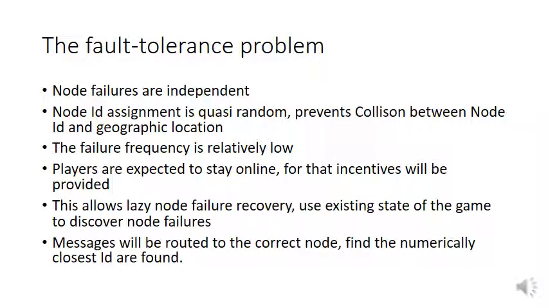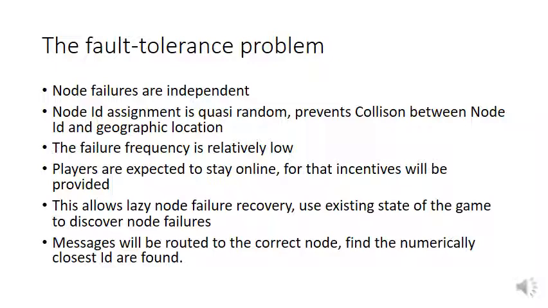There's a big fault tolerance problem with this design, but node failures are independent. You cannot just predict that if a node goes down in region A, all the nodes are going to go down in region A. Because of the random assignment, if I'm in region B and I go down, that does not mean everything goes down in region B. Node ID assignment is quasi-random, which prevents correlation between node IDs and geographic locations. The failure frequency is relatively low.